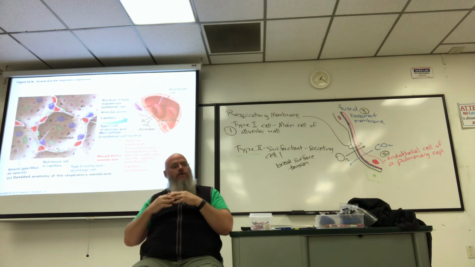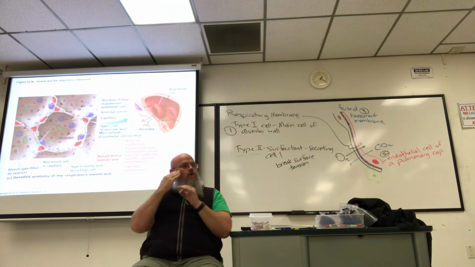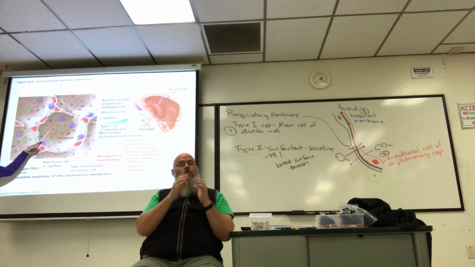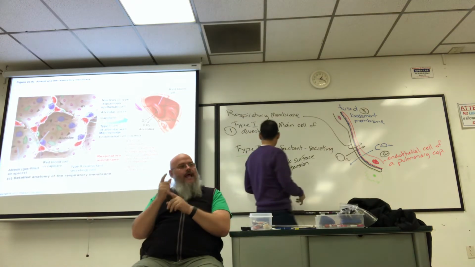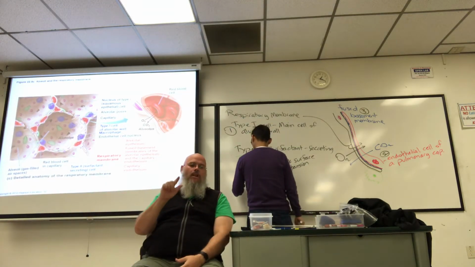So that's why you need to know the type 2 cells. You also need to know the macrophages, right there, colored purple, that keep things sterile. So I'll list that as another cell type here.